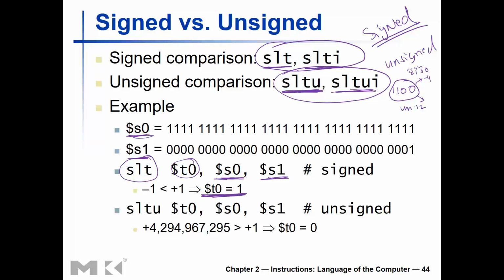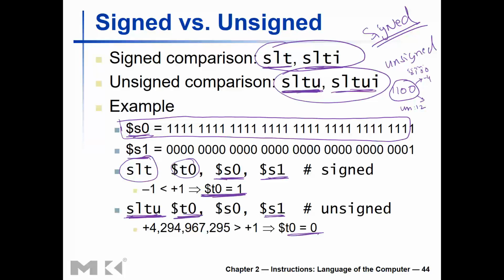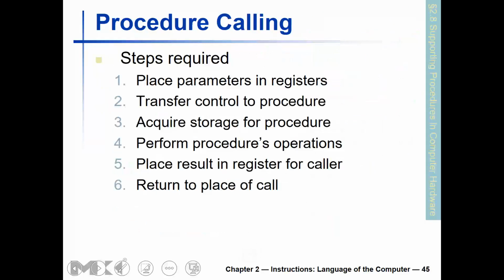But what if I say, no, I want you to treat the data as unsigned? In this case, S1 is a very large positive number. So is S0 less than S1? No, it is not, so we set T0 to a 0. This U informs the simulator that the data is to be treated as unsigned.